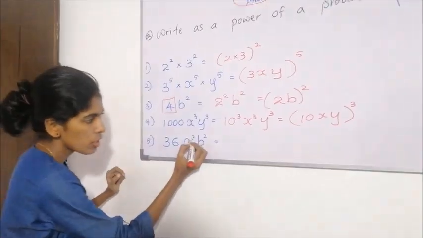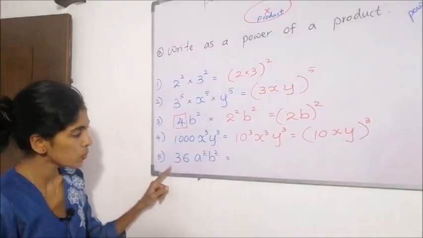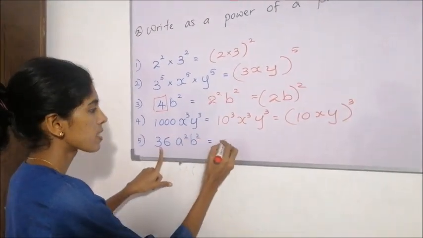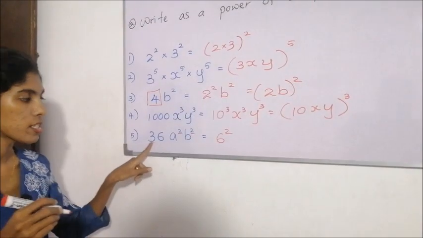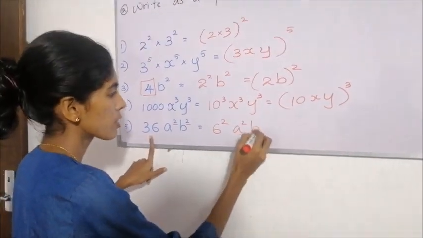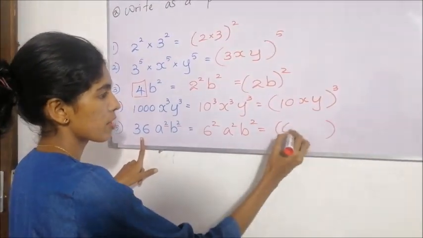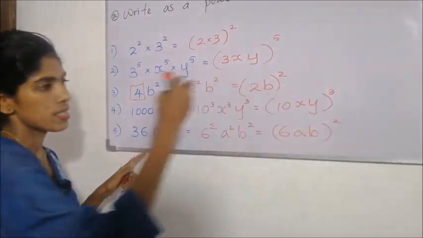Next, when you see the index is 2, 36 even can be written as 6 squared. 6 times 6, 36. a squared, b squared. So within brackets I am writing 6ab, index is 2.